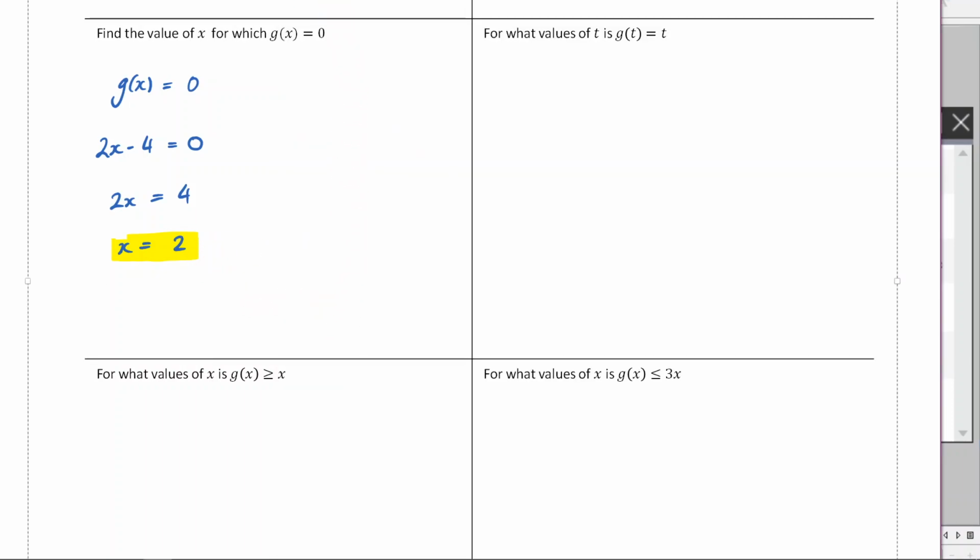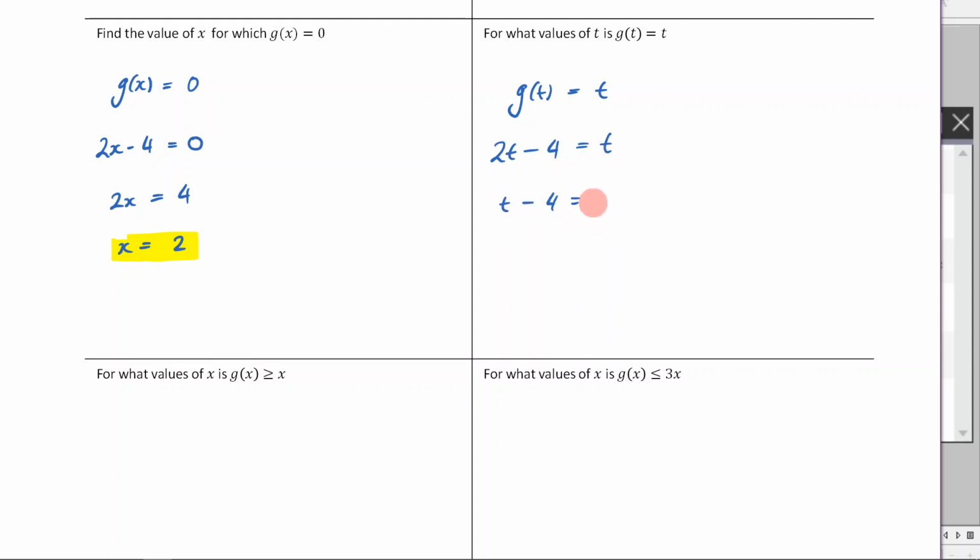Let's now move on to our next one, which is, for what values of t is g of t equal to t? Okay, so I've got g of t is equal to t. Now, I know that g of t is simply going to be 2t minus 4, because you're just subbing that t into the x spot, and that's going to be equal to t. Now, I need to solve this for t. So I might minus t over. So that's going to leave me with 2t minus t, which is t, minus 4 is equal to 0, and then add 4 over. t is equal to 4. And that would be my answer.